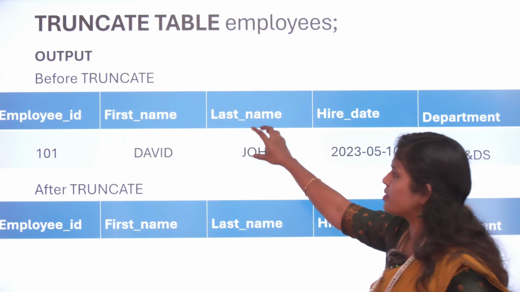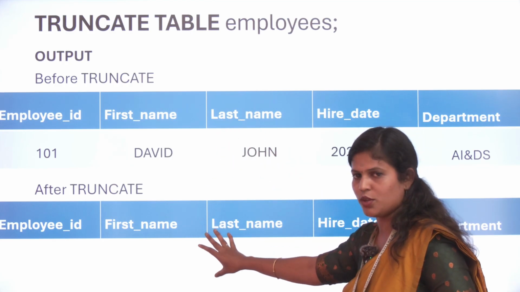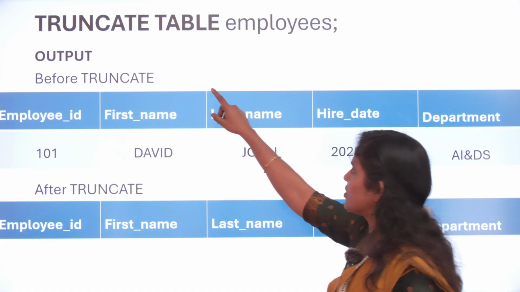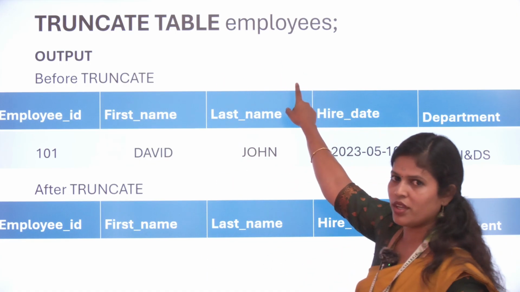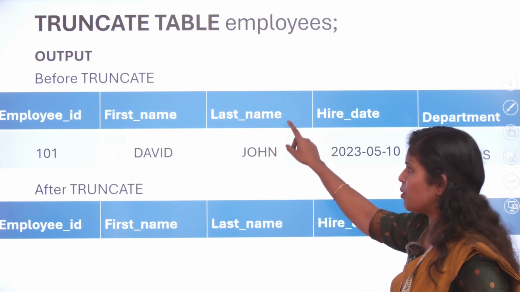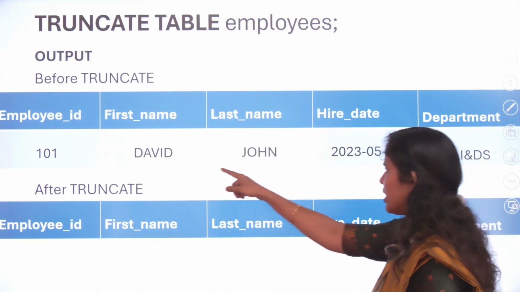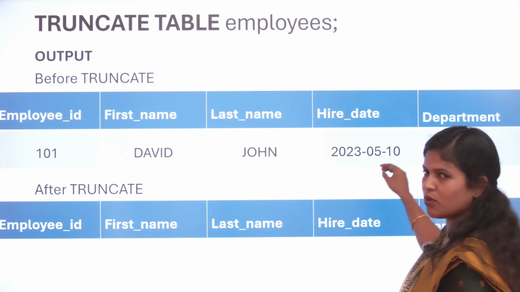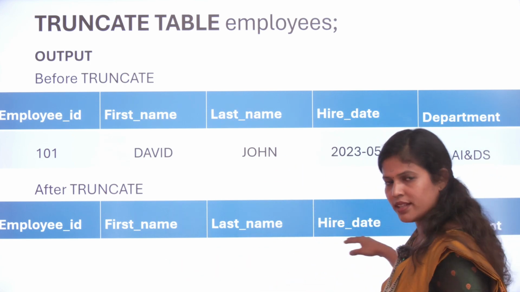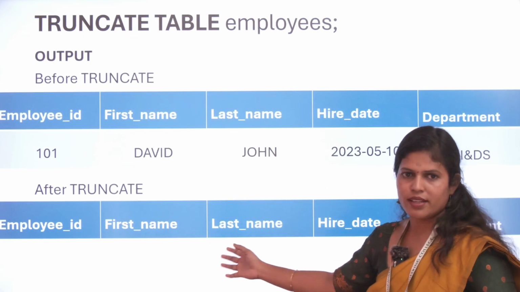This is the example before using the truncate. This is an example after using the truncate. It should be like this. To do that, you need to use the truncate table employees. We have already inserted only one value, so before truncate there is one value, which is employee ID 101, and the respective data has been given here. And after truncate, you can see that there is no data in this table.